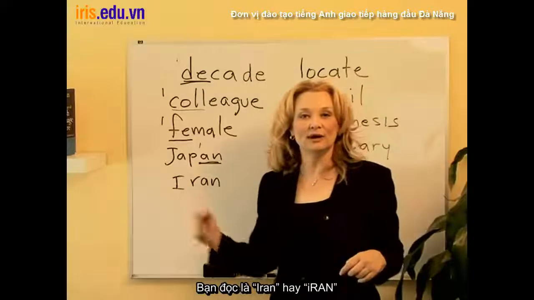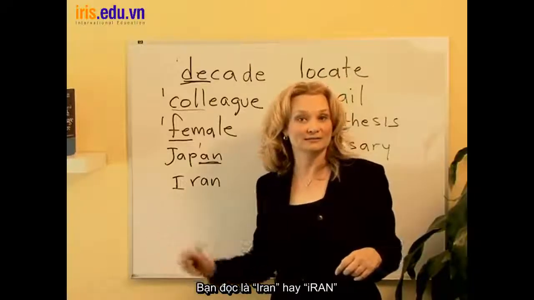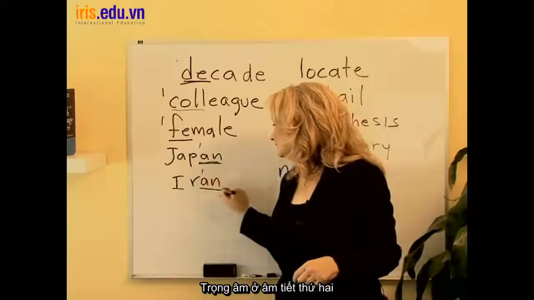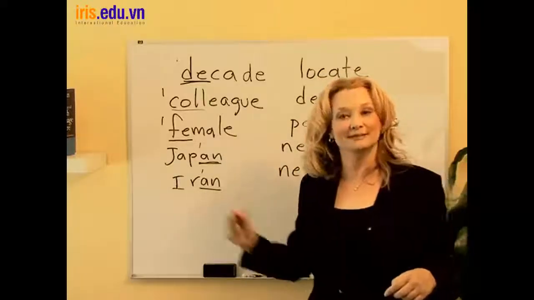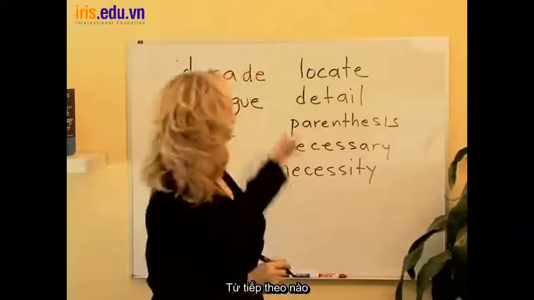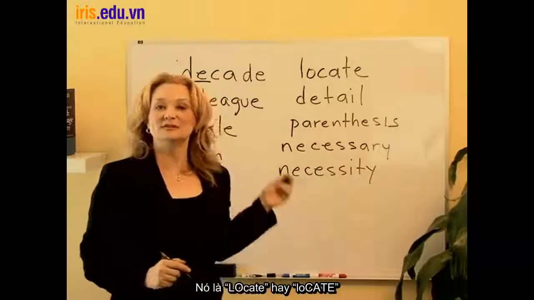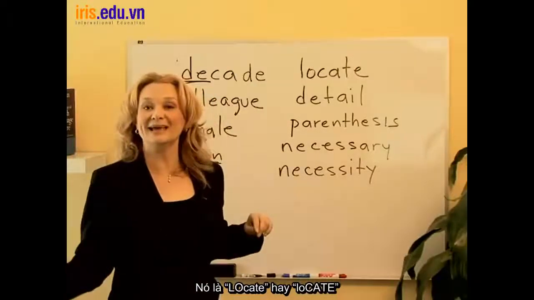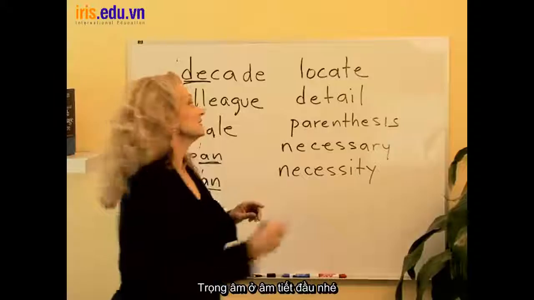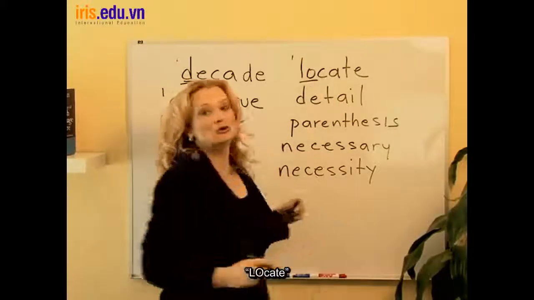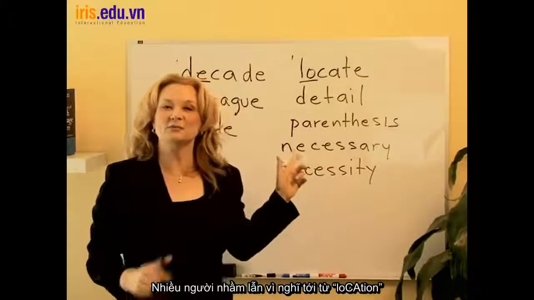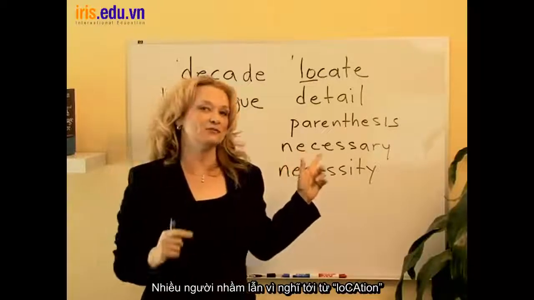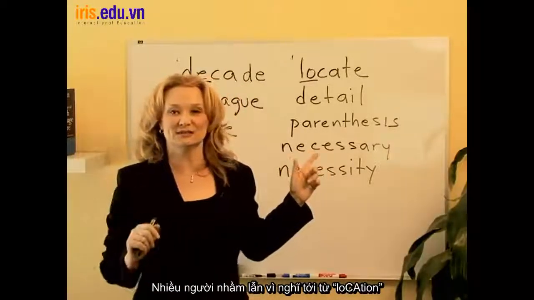Did you say Iran or Iran? It should be the second one. He's from Iran. He's from Iran. Let's look at the next one. Is it locate or locate? It's the first one again. It's locate. Locate. Be careful. A lot of people say locate because they're thinking of the word location.